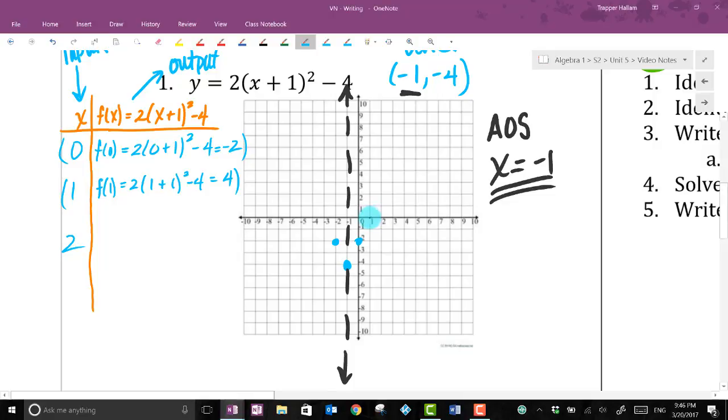So I'm going to go to positive 1, which is here, and then I'm going to go up 4, because that's where it's telling me the point is. And so notice it is a very narrow looking parabola. Let's also use our symmetry right here and go 2 units to the left of this line of symmetry. And now we've got quite a bit here to go ahead and graph this.